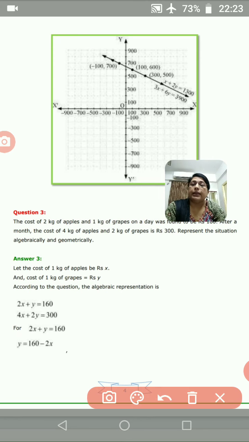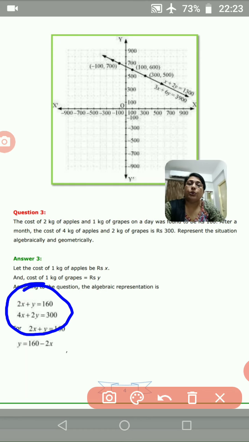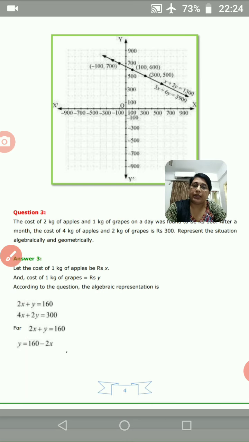Now in question number 3, if I form linear equations, I get these two equations: 2x plus y is equal to 160, and 4x plus 2y is equal to 300. And to draw the graph, I will draw a table for both the equations.